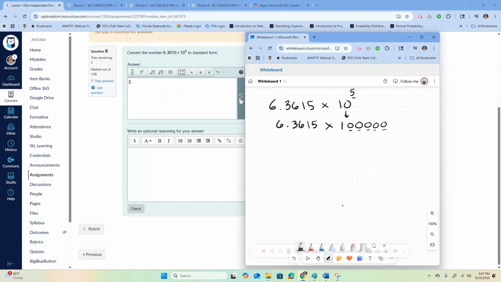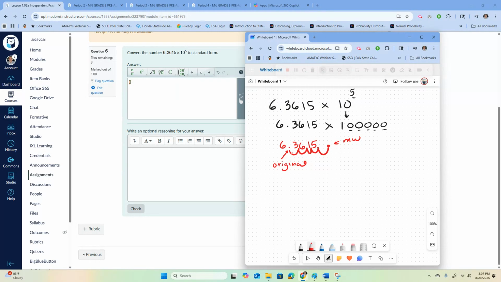That's the exponent. And what you're going to do is take the decimal point of your number and move it 5 times to the right. When the exponent is positive, it means we are working with a large number. And to make this number 6.3615 larger, we need to move the decimal point to the right 5 times. So 1, 2, 3, 4, and 5. Now, this is going to be my new place for the decimal point. This was the original place.